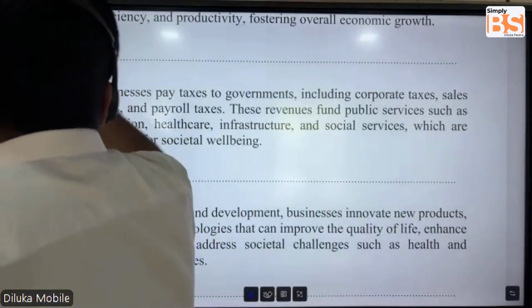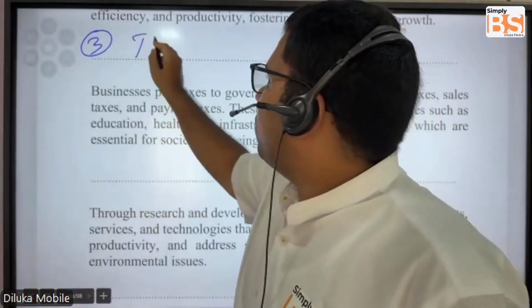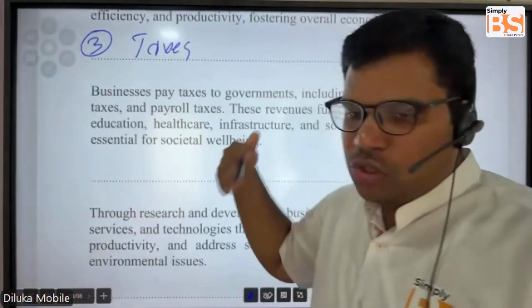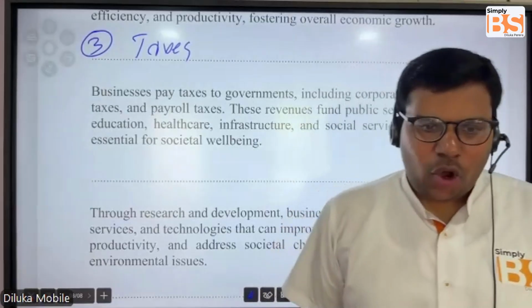Then let's move on to the third point, how a business could contribute to the betterment of the economy and the society. What is the third point? Through taxes. Make sure that you write these things with me, okay? Through taxes, as a business organization.